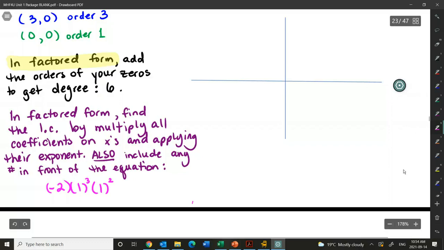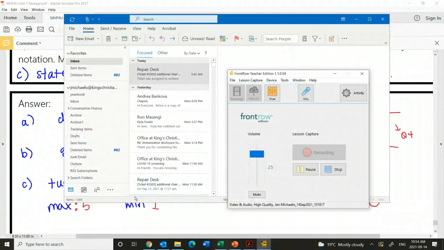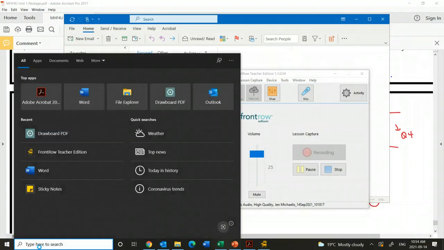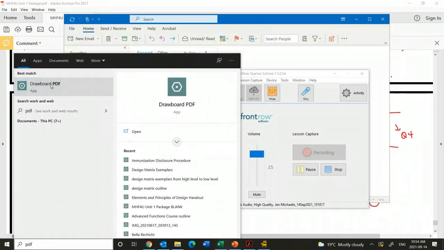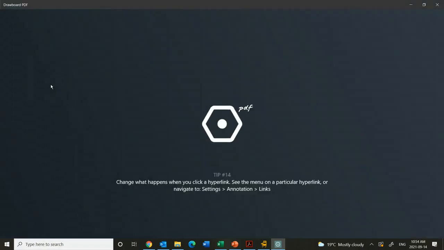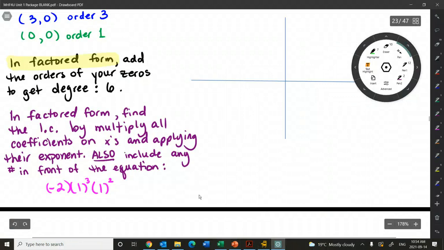So for this one, we will get -2. My stylus just stopped working again. Why does this keep happening? Come on. Just pop.